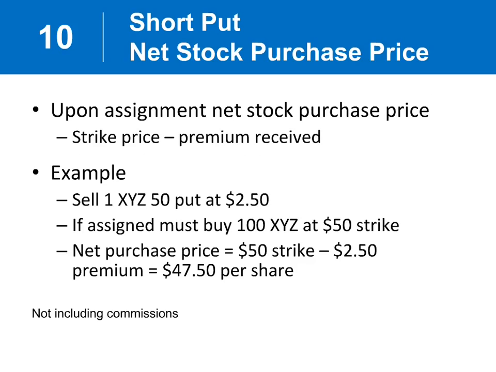So we're selling one XYZ $50 put at $2.50. If assigned, we must buy 100 shares of XYZ at the $50 strike price. And the reason it's 100 shares, most of you may know, is that each option corresponds to 100 shares of stock. The vast majority of those 16 million contracts in trade are standard options. We do have jumbo options that correspond to 1,000 shares.